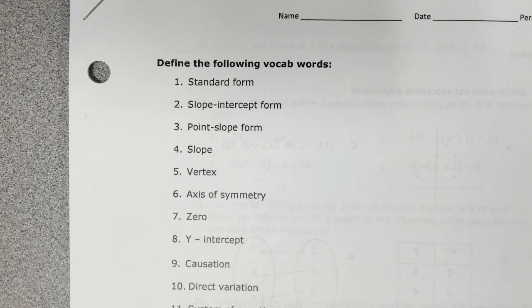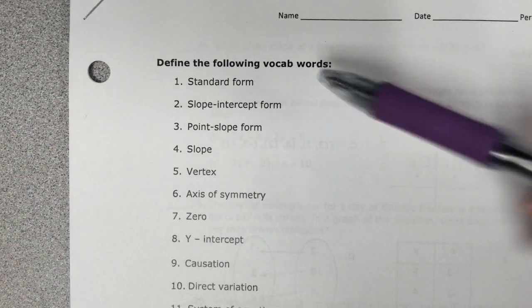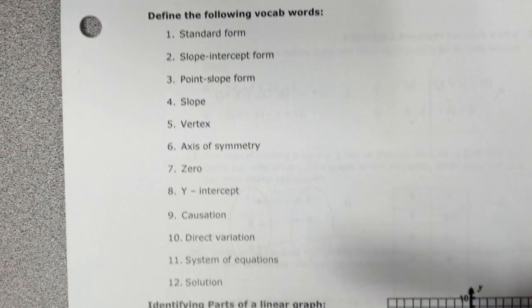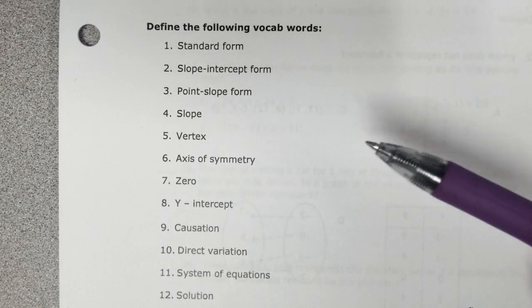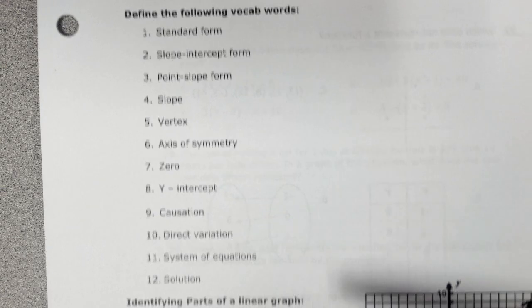All right, we're going to start the final review. For the first portion, all you're doing is looking at your vocab words and writing down the definition. These are the words that you need to know for your final. You must know all of these words.